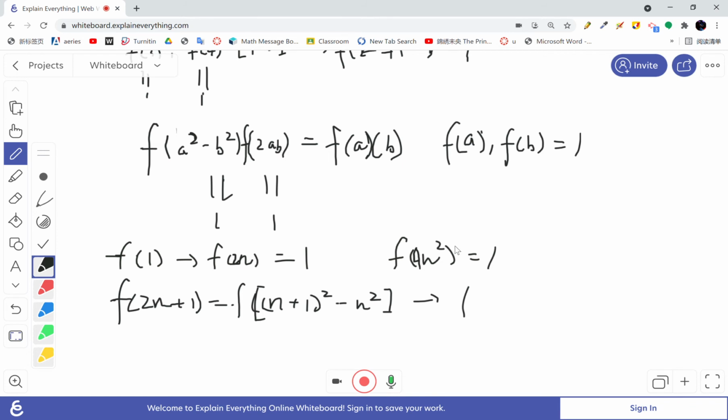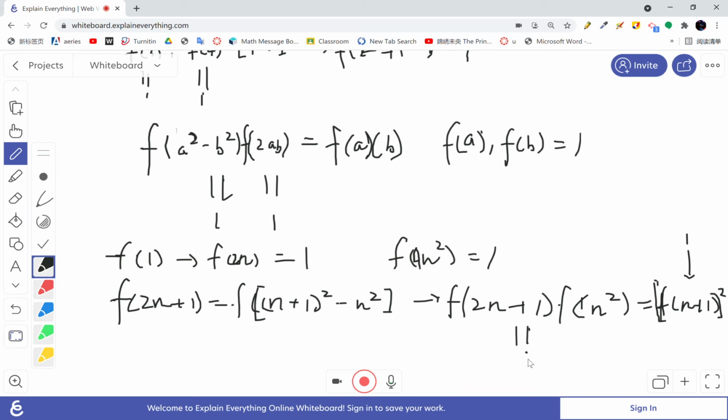Which basically gives us the induction that f of 2n, then f of 2n plus 1, f of n square is equal to f of n plus 1 square. The whole thing is square. And since we know that this is equal to 1, then these two are both equal to 1, right?